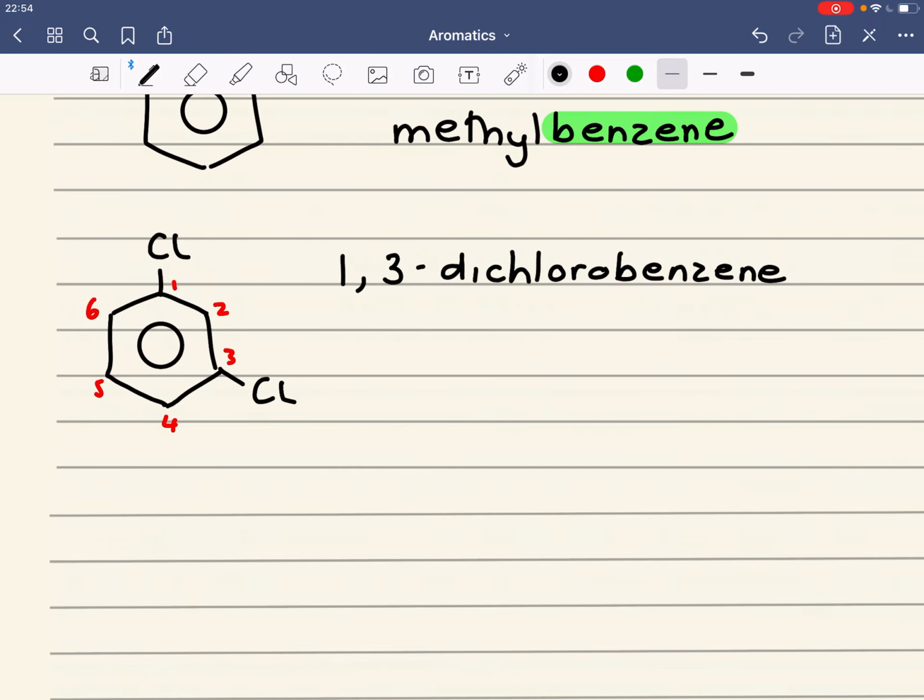And obviously we need to number it, in this example, clockwise, to give the 3 in effect the lowest number. If we numbered it this way, then you would get 1,5 dichlorobenzene, which is basically the same as 1,3. So 1,5 dichlorobenzene doesn't exist because it's the same as 1,3 dichlorobenzene.